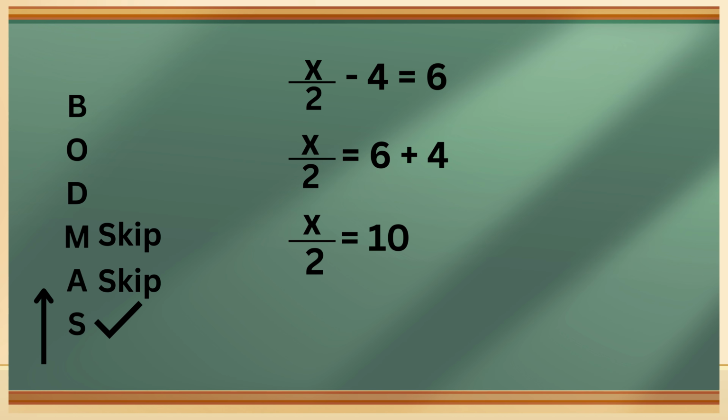Next is division. So we will do division. Our divisor 2 will become multiplier on the right hand side. x equals 10 into 2, x equals 20.